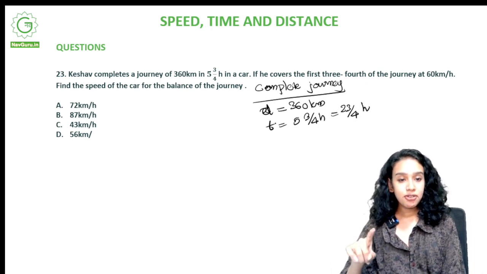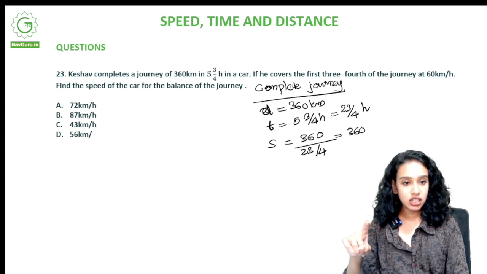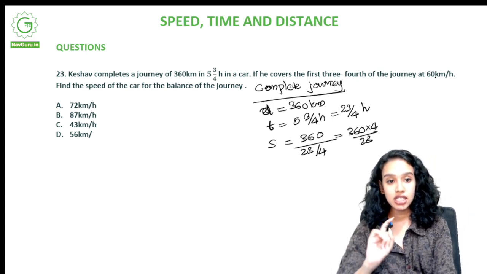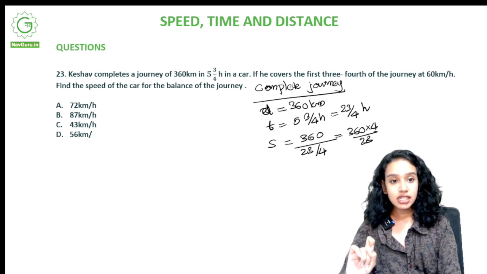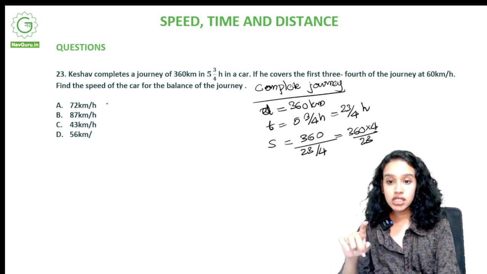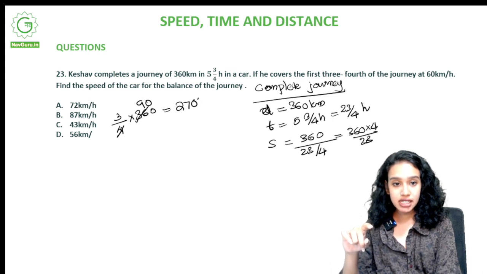Now, let's find the speed here. Speed is equal to distance divided by time, right? So this becomes 360 into 4 by 23, right? Now, if he covers the first 3/4 of the journey at 60 km per hour, so he is covering the first 3/4 of the journey at 60 km per hour. So what does 3/4 of the journey mean? It means 3/4 of 360. So this cuts out to be 90, 9 3s are 27, and 270 kilometers.